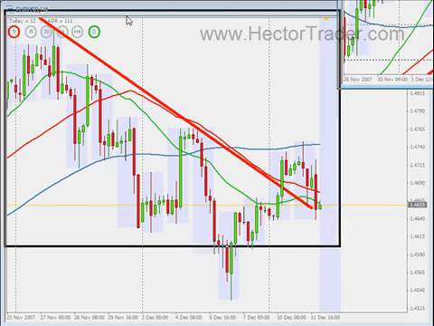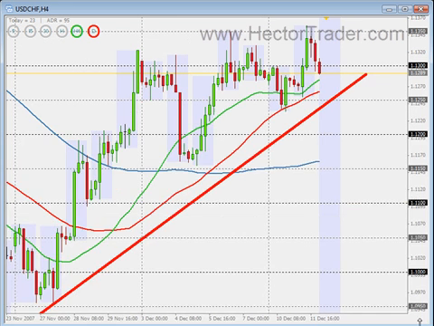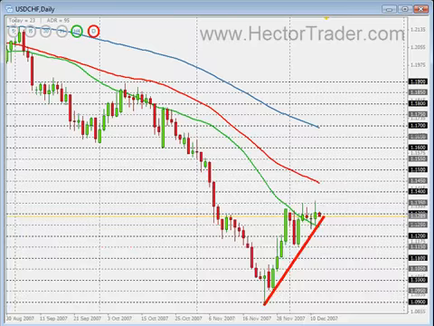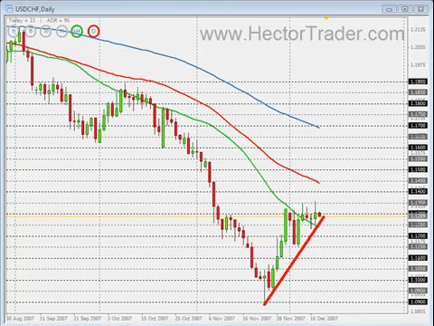Another setup that I'm liking is actually the same setup, just the other way around, due to the correlation between the Swissy and the euro. It's basically the same thing. Firstly, if we zoom into the daily chart, we can clearly see a downtrend, and also, as per the last few weeks, we've seen this retracement, this pullback back to what I call the dynamic area of resistance.